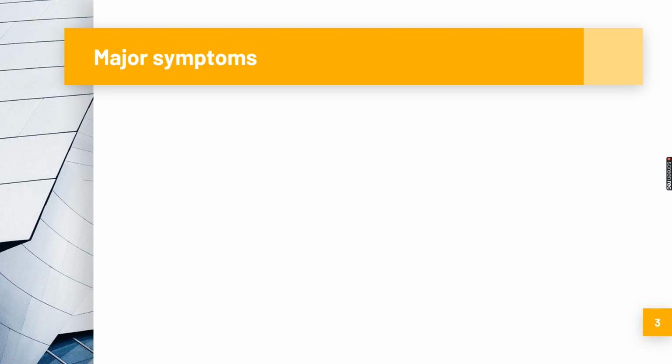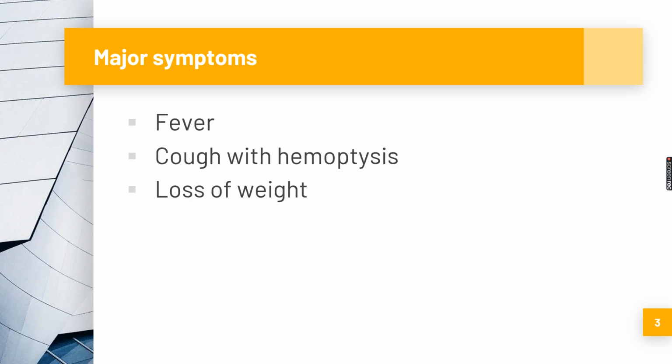If we talk about the major symptoms of tuberculosis, by this time you should know all the major cardinal symptoms, but sometimes one or two may be missing. So clinical suspicion should always test for the presence of tuberculosis. Major symptoms include fever, cough with hemoptysis, loss of weight and loss of appetite over the period of 2 weeks. If all these symptoms are present over 2 weeks, then we need to suspect tuberculosis.